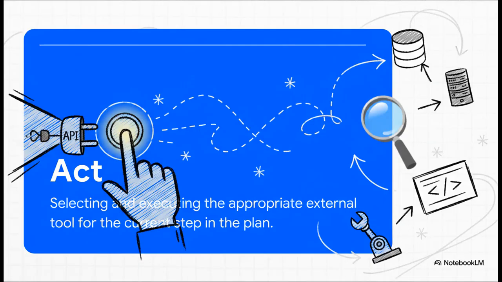And with a plan in hand, it's time to act. This is the moment the agent stops just thinking and starts doing. It's not just generating text anymore, it's selecting and executing the right tool for the job. Maybe that's making an API call, running some code, or querying a database. It's actually reaching out and interacting with the digital world.